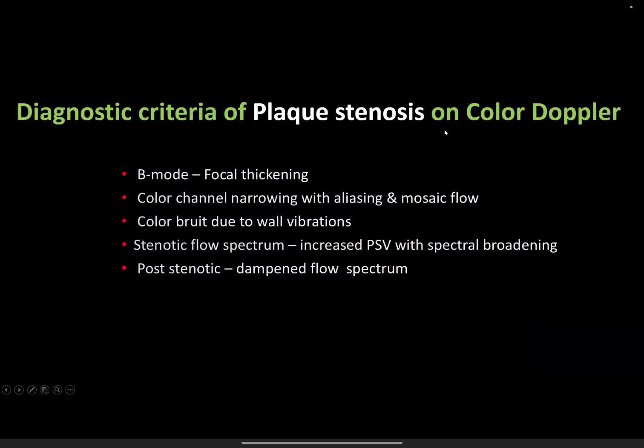Now, diagnostic criteria of plaque and stenosis on color Doppler. There is focal thickening on B mode. Color flow channel is narrowed with aliasing and mosaic flow. Color bruit can be seen due to vessel wall vibrations. And the spectrum shows increased PSV with spectral broadening, which is typical of stenotic flow. And there is a post-stenotic dampened flow spectrum.